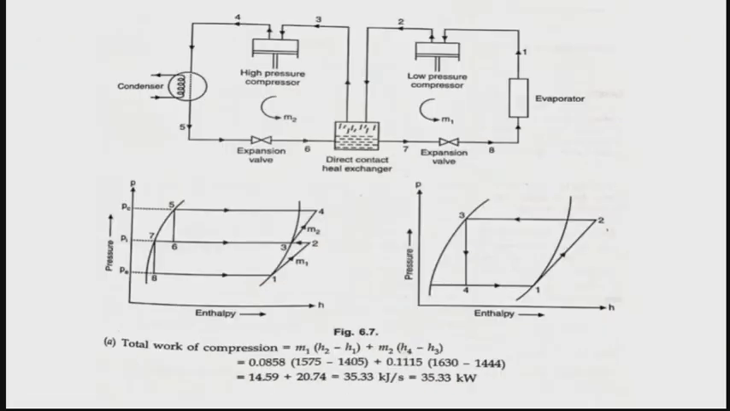Now you can see the total work of the compression. Because it is a 2-stage system, there is a first part and a second part. In the first part the mass flow rate is M1, and in the second part the mass flow rate is M2. So from this equation, M1 into (H2 minus H1) plus M2 into (H4 minus H3), when you apply the numericals, you will get a value of 35.33 kilowatt. That is the total work of the compression in this 2-stage case.